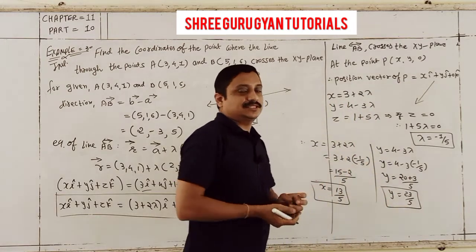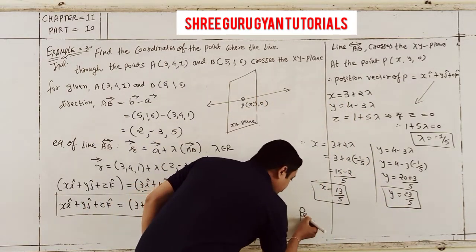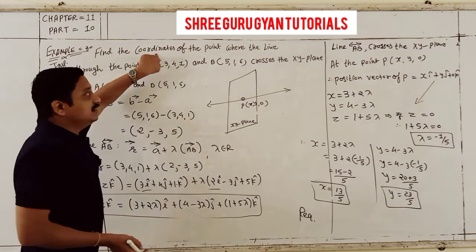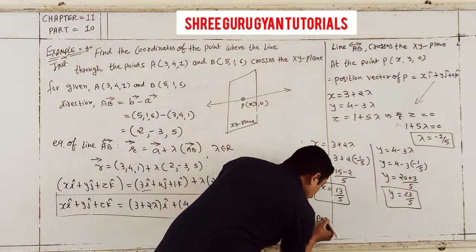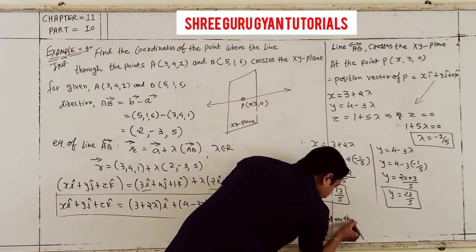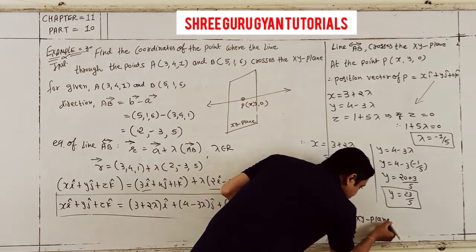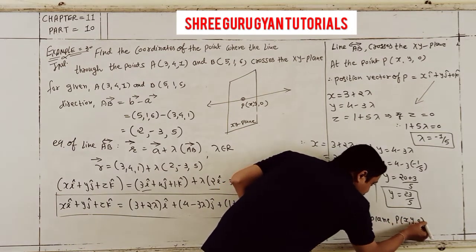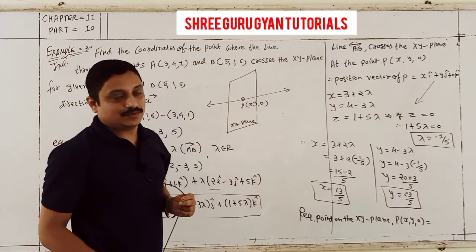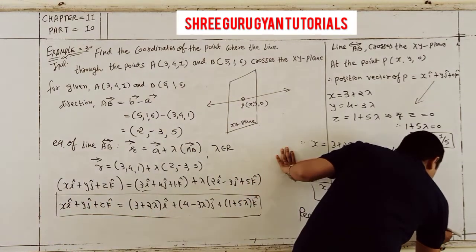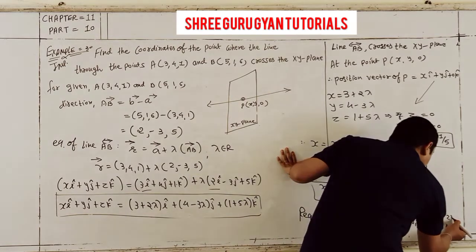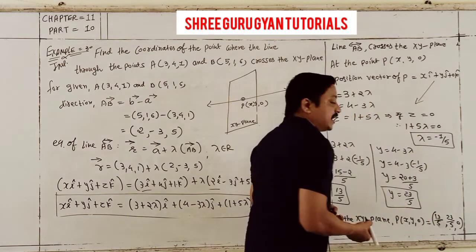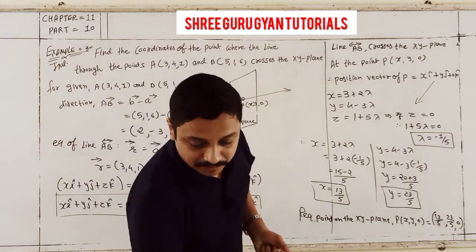Now z is already 0. So what is your target? Read the question: find the coordinates of the point on the xy plane. So the required point on the xy plane is P (x, y, 0). I just substitute the x, y, 0 values. x is 13 by 5. Don't worry, students, it is 13 by 5. Second, y is 23 by 5, and z is 0. Now, students, example 30 is over.